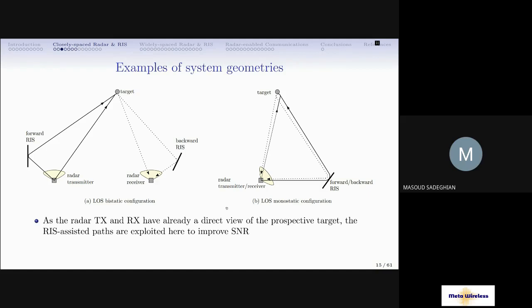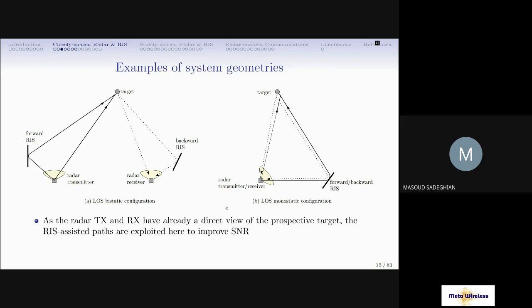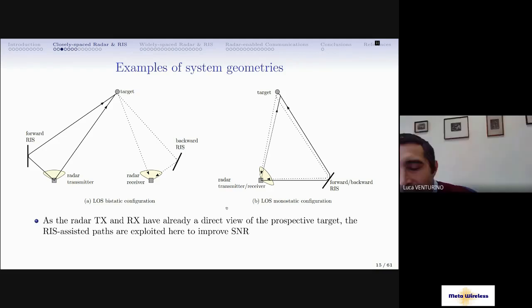Sorry, I have one question. How do you want to estimate the channel for the radar in this scenario? What do you mean? How do you want to estimate the channel? If you want to use the RIS for the radar scenario and target, you have to know the channels. Okay. Which channel? The channel between the RIS and target and radar and target, to align the phase. Well, we will get to this later, but here, our goal is to understand whether there is a target or not.